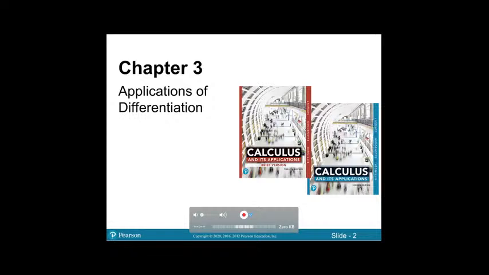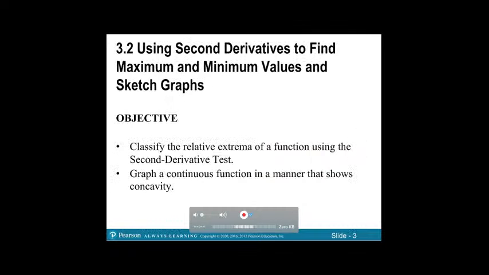Let's continue some of our exploration with applications of derivatives. We're moving on to section 3.2, still chapter 3, applications of differentiation: using second derivatives to find max and min values and sketch graphs. Some objectives here are to classify the relative extrema of a function using the second derivative test and graph a continuous function in a manner that shows concavity.